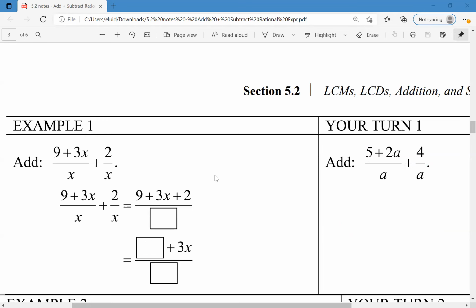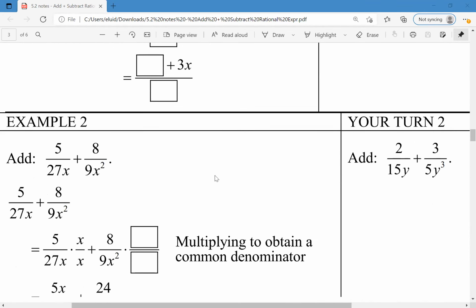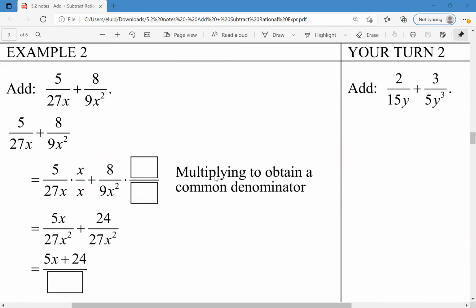Let's take a look at example 2. Okay, so 5 over 27x plus 8 over 9x squared. So what I'm looking at first is the 9 and the 27. So 9 goes into 27. So my least common denominator, it's going to have 27. And then take a look at the variables. Notice how x appears in both denominators. Whichever one has the higher number of x's, that's going to be what we need for our common denominator. So in other words, we need the higher exponent. So the first denominator has just x. The second denominator has x squared. So we need the higher one, x squared. So we're going to aim to build up our fractions to have the least common denominator of 27x squared.